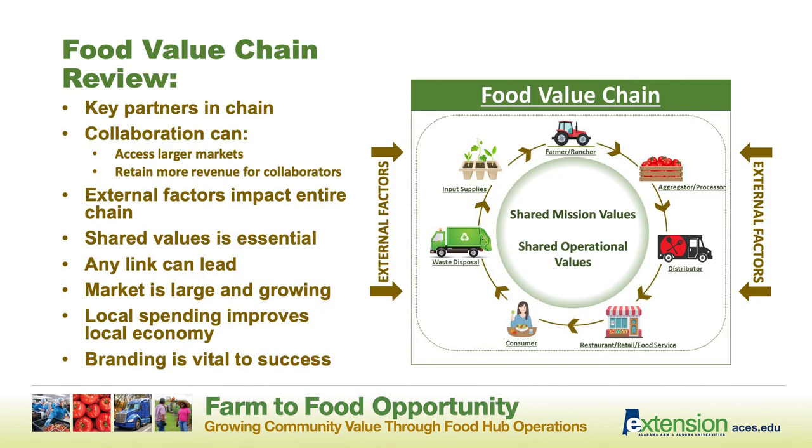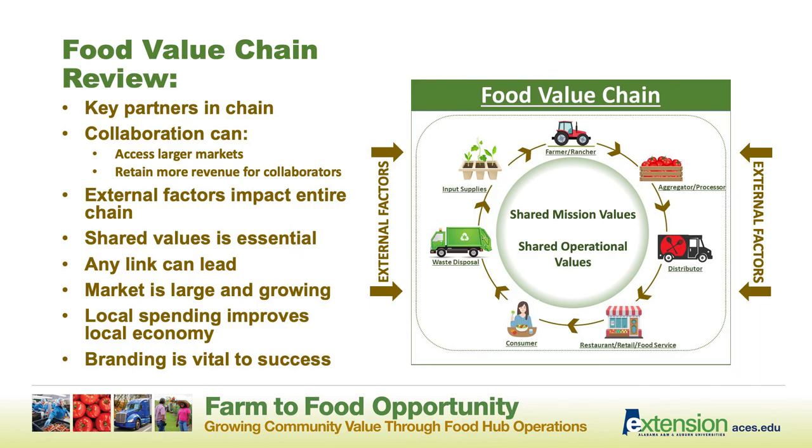Throughout this module, we have learned about key partners in the value chain. Specifically, we are looking at operations in the aggregation and distribution work of a food hub. We have learned that by collaborating with a food value chain, a producer could gain access to larger markets and retain a greater portion of the revenue. A food hub can bring value throughout the supply chain by building a high-quality, differentiated brand. A food hub featuring local and regional products can generate more income for the region that circulates within the region because of substitutions and multipliers.